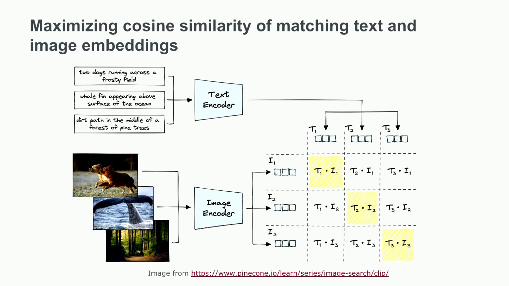Consider this matrix: the text embeddings T1, T2, and the image embeddings I1, I2, I3. The elements in the diagonal represent matching text and image pairs, and these are going to have very high cosine similarity. The non-matching pairs are pushed to have low similarity.